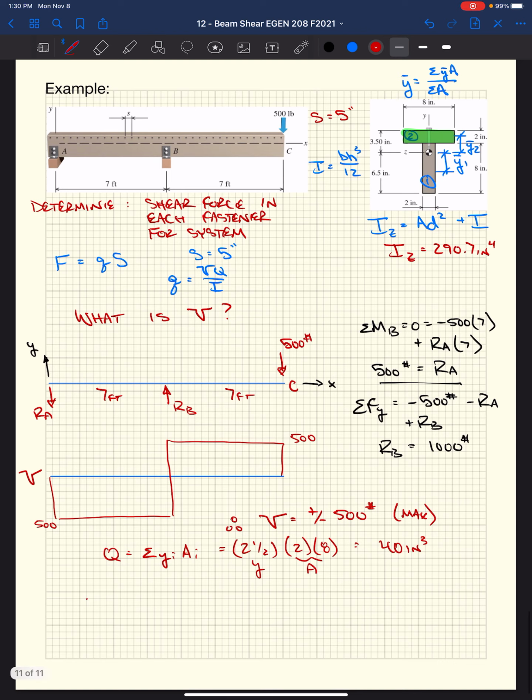Okay. So our horizontal force is S, really, times our shear flow, which is this VQ over I. So we get plus or minus, because our shear force of 500 pounds can be in both directions, times 40 inches to the third, that's our Q, all over 290.7 inches to the fourth, that's our I. Our spacing is 5 inches. We get 343 pounds per bolt or fastener lag.